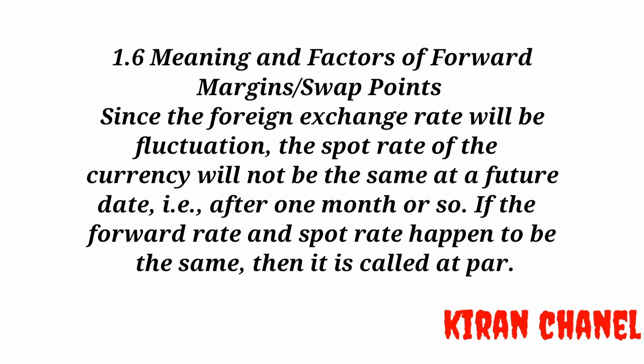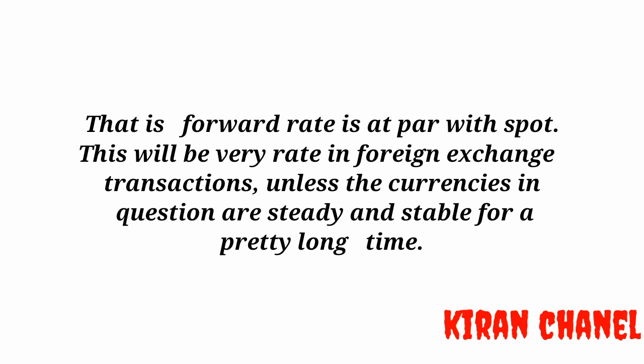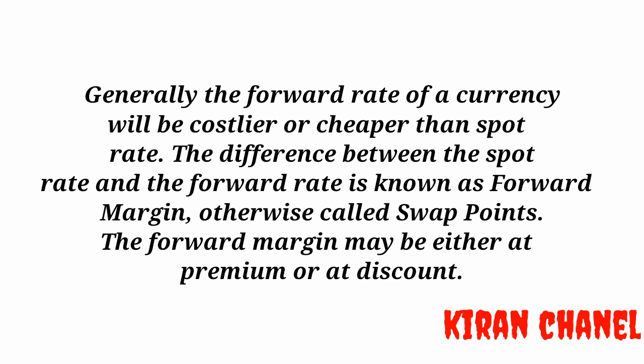1.6, meaning and factors of the forward margin, or swap points. Since the foreign exchange rate will fluctuate, the spot rate of the currency will not be the same at a future date. After 1 month or so, if the forward rate and spot rate happen to be the same, then it is called at par, that is, the forward rate is at par with spot. This will be a varied rate in foreign exchange transactions unless the currencies in question are steady and stable for a pretty long time. Generally, the forward rate of a currency will be costlier or cheaper than the spot rate. The difference between the spot rate and the forward rate is known as forward margin, otherwise called swap points.